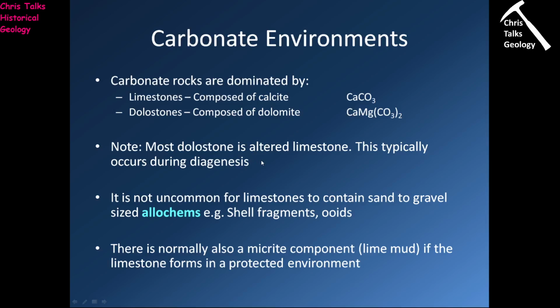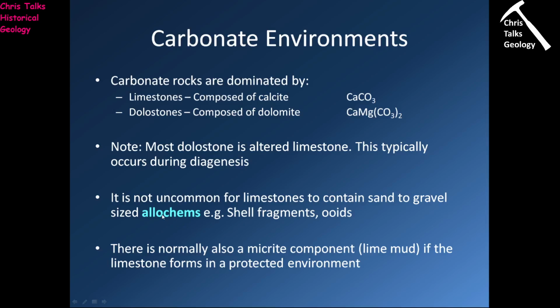So we've discussed how carbonate sediments have a set of very specific conditions which they will prefer to form in. We're going to discuss those again in the next slide, so don't forget. It's also not uncommon for limestones to contain sand to gravel sized allochems. So an allochem is a carbonate particle. It could be something like a shell fragment or something like an ooid.